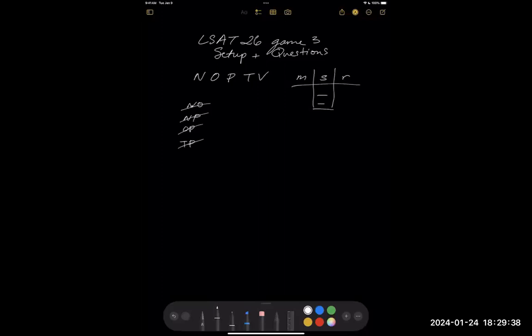And then we have rule 4, we have a conditional rule. So if N or V goes to a movie, so if N movie or V movie, then they both go. Okay. So let's take a moment to think about another way that we could write this out. We could write this out as a biconditional. So if N goes to a movie, then V does. If V goes to a movie, then N does. It's actually going to create a biconditional.